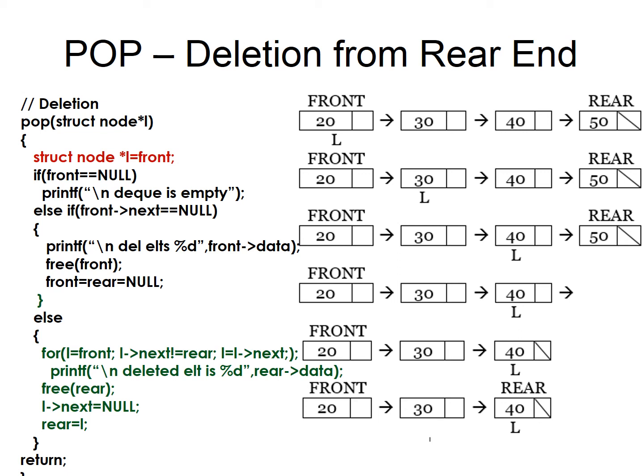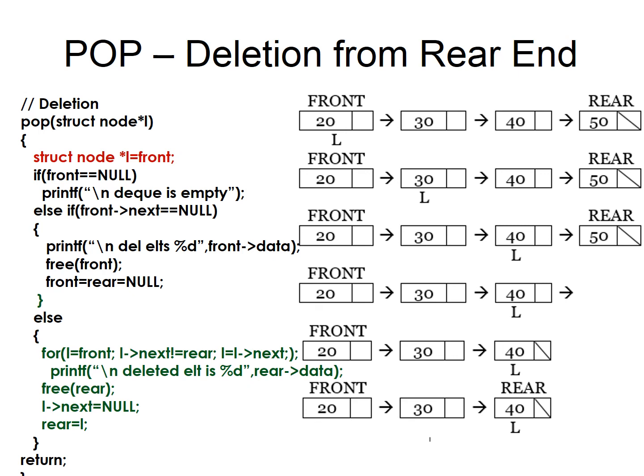So L will go to 30. Now again, L of next checks whether the next node is rear. It is not rear, so L jumps from 30 to 40. Now L checks whether my next pointer is rear. Yes, next is referring to rear. 40 is referring to the rear node, so my loop gets terminated. Now I print rear of data is deleted. So it will print 50 is deleted.